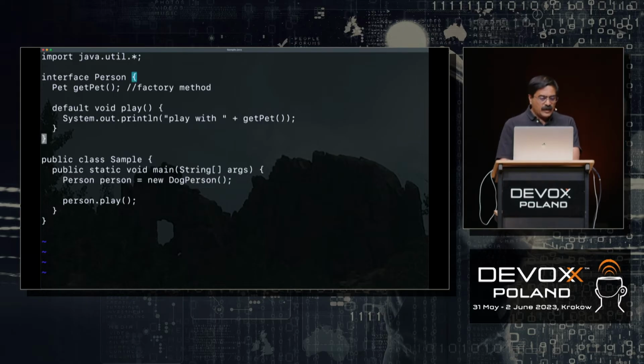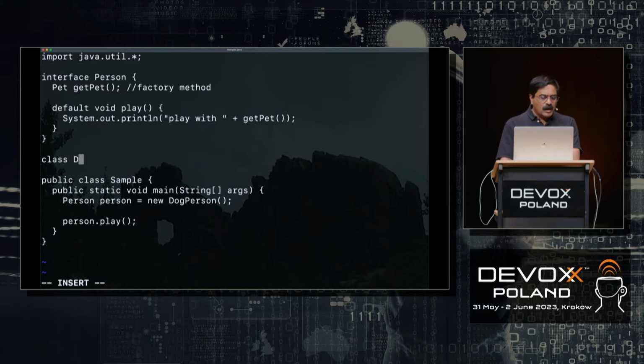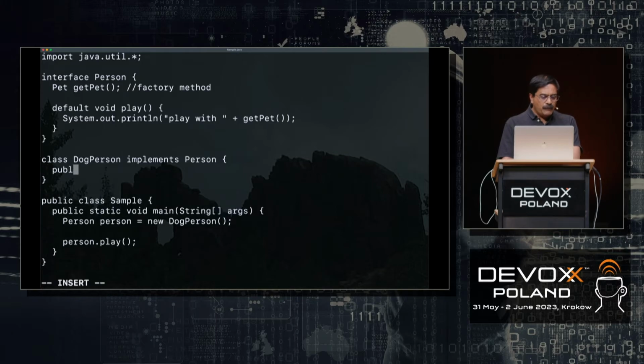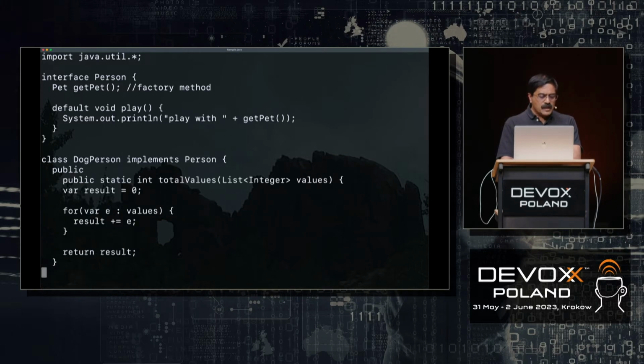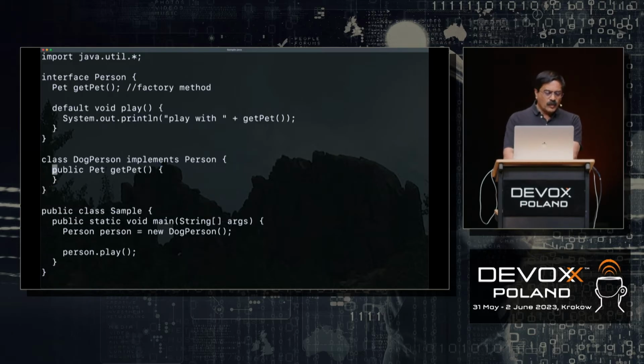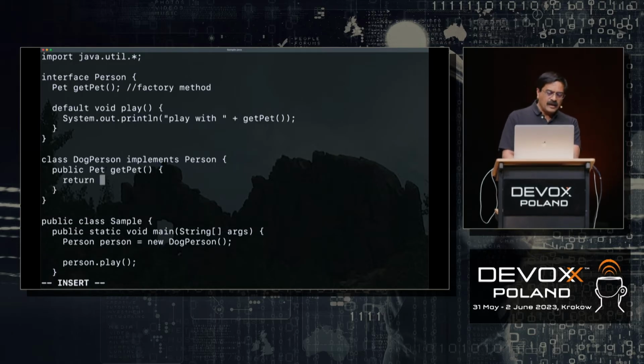the company of a dog, let's say. So I say a dog person is going to implement, in this case, a person, but what we are going to do is to implement this method right here. So we have a public method, in this case a pet, we'll say getPet. So obviously in this case, what are we going to do with the pet? You could be returning maybe the dog, which is the pet.